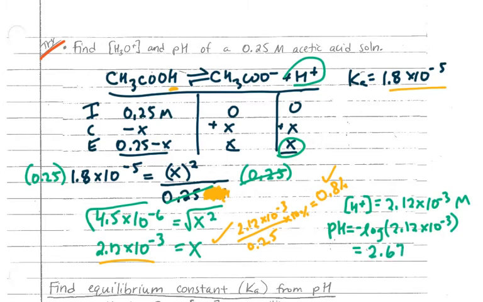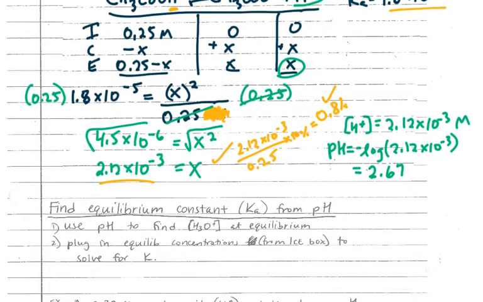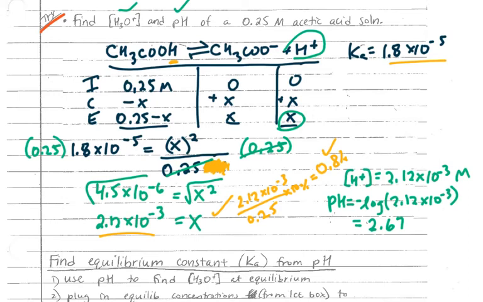Okay, so we found the hydronium ion concentration and the pH using that icebox technique that hopefully you've mastered from the past chapter and are just applying here. Just like in the equilibrium chapter, we could find equilibrium concentration if we knew the Ka. We could also find the Ka if we knew the equilibrium concentration. So that's what we're going to talk about next.